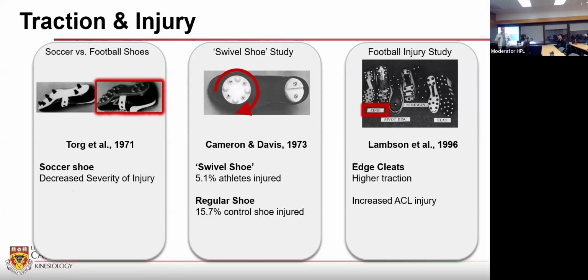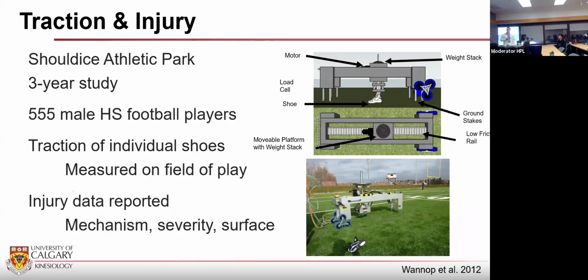So all these studies showed this link between traction and injury, but it was mostly some indirect evidence of this association. So for the first study of my PhD in 2012, I wanted to examine and see if there's a direct link between the traction of the shoes and injury of athletes. So I conducted a 3-year study that involved 555 male high school football players.